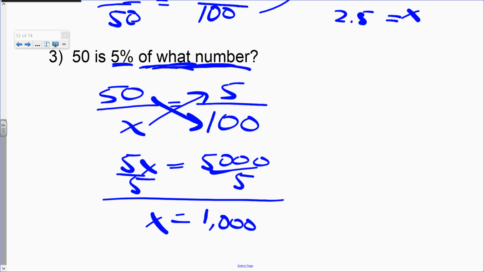Let's see. Let's think of the cheese. If I chop the cheese into 1,000 pieces and ate 50 of them, is it the same amount of cheese as if I chopped it into 100 pieces and ate 5 of them? Yes. It's the same amount of cheese in my stomach. Yeah, think about it.